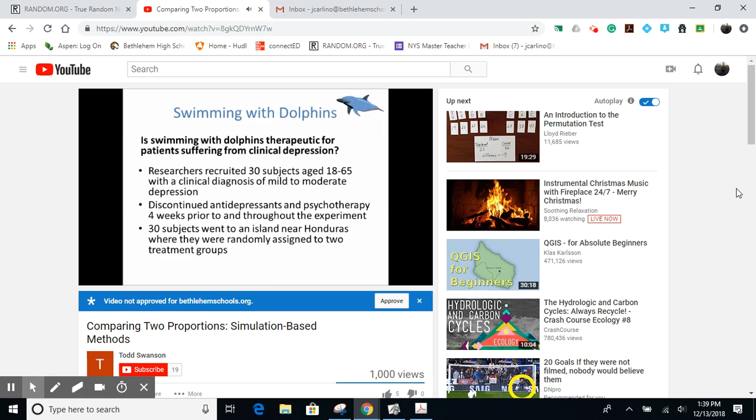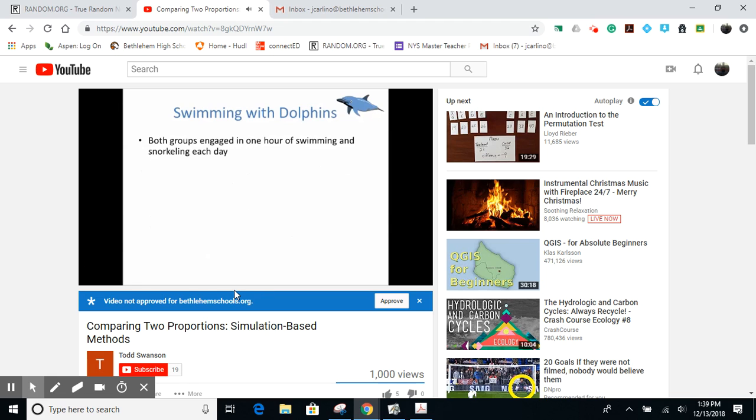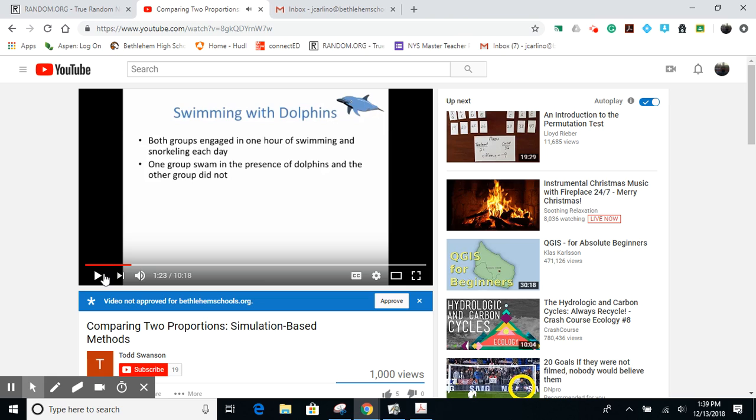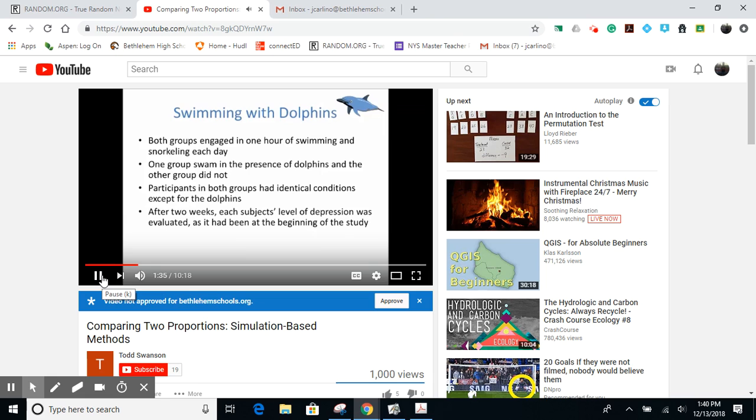These subjects went to an island off the coast of Honduras, where they were randomly assigned to one of 2 treatment groups. Both groups engaged in 1 hour swimming and snorkeling each day. The one group did so in the presence of bottlenose dolphins, and the other group did not. It's important to note that the participants in the dolphin group and the control group experienced identical conditions except for the presence of dolphins. At the end of 2 weeks, each subject's level of depression was evaluated, just as it was at the beginning of the study. Our response variable is defined as whether or not subjects achieved substantial reduction in their depression.